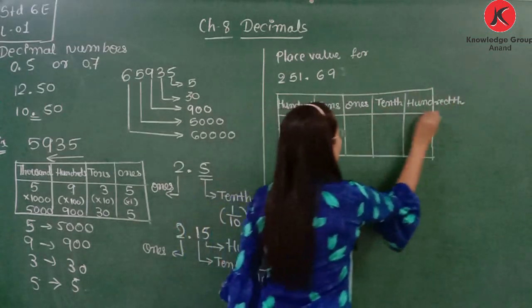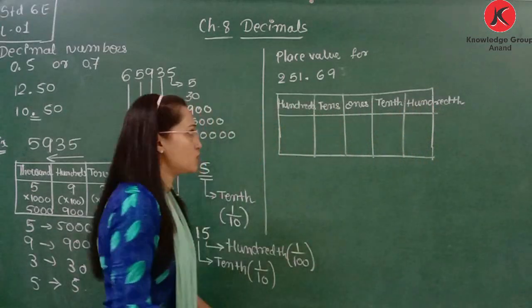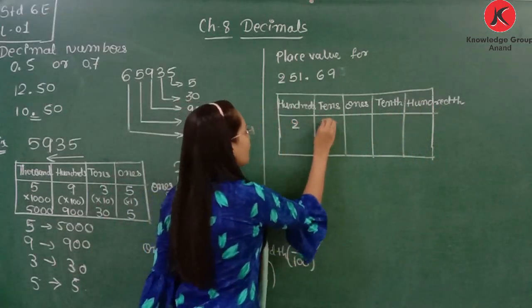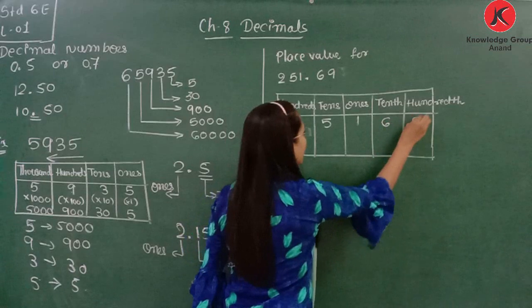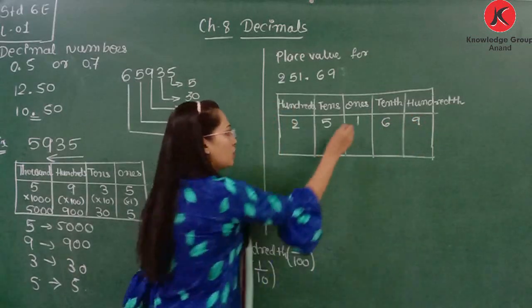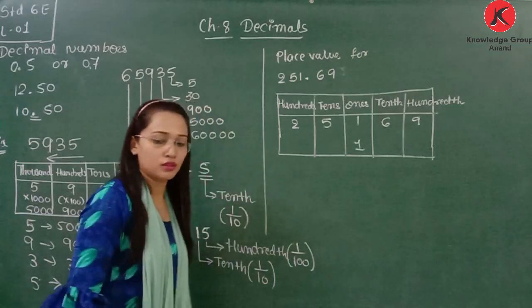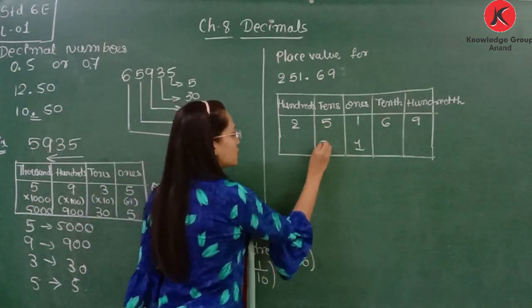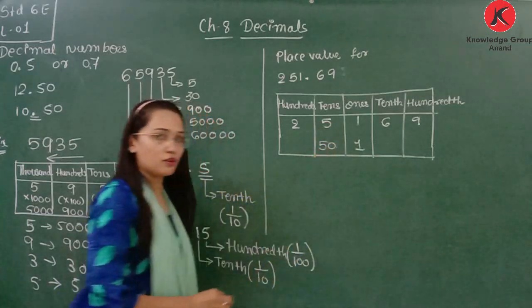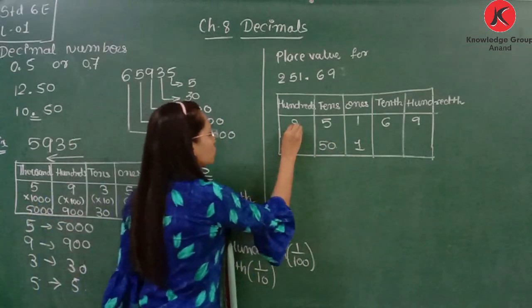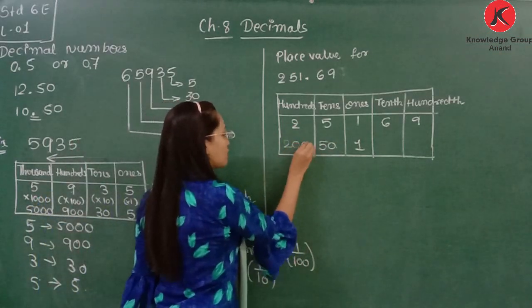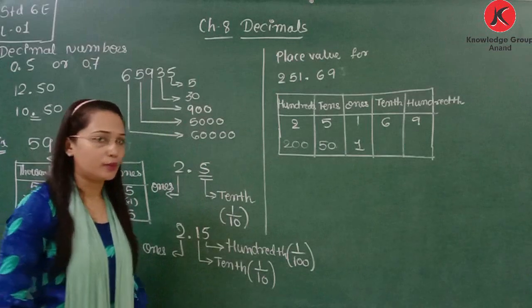Now how can we write the place value? Here the digits are 2, 5, 1, 6 and 9. Now 1 is multiplied with 1, so the place value of 1 is 1. 5 is multiplied with 10, so the place value of 5 is 50. And 2 is multiplied with 100, so the place value of 2 is 200.